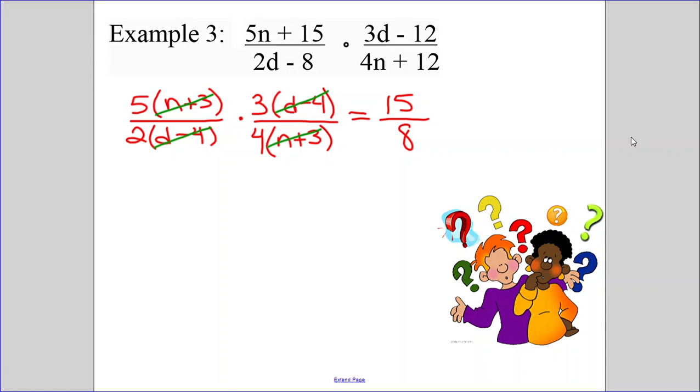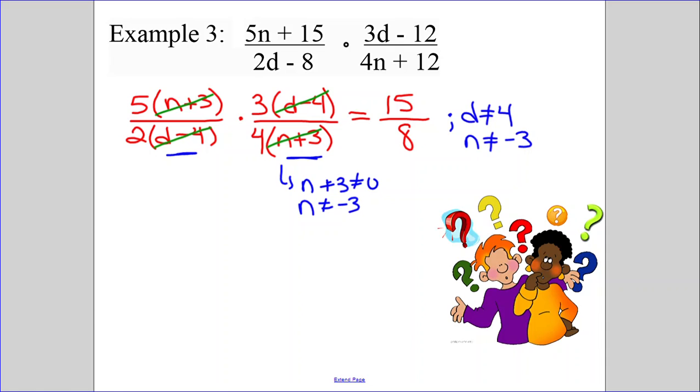So then I need to state some non-permissible values for this. So again, I just need to look in the denominator spot to see what my non-permissible values would need to be. It looks like d cannot equal 4, and it looks like n cannot equal negative 3. And again, those come about just because we say this term, n plus 3, cannot equal 0, which means n cannot equal negative 3, right? Just subtracting 3 over to the other side. Same thing here, I'd say d minus 4 cannot equal 0, and so then d cannot equal 4.